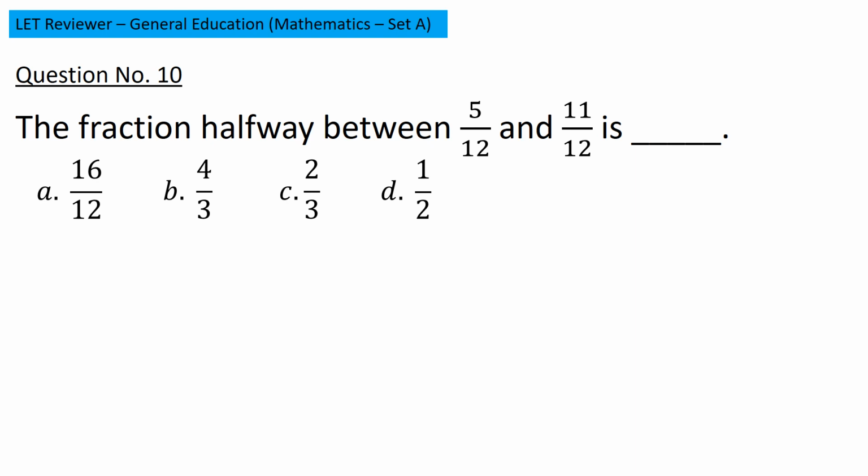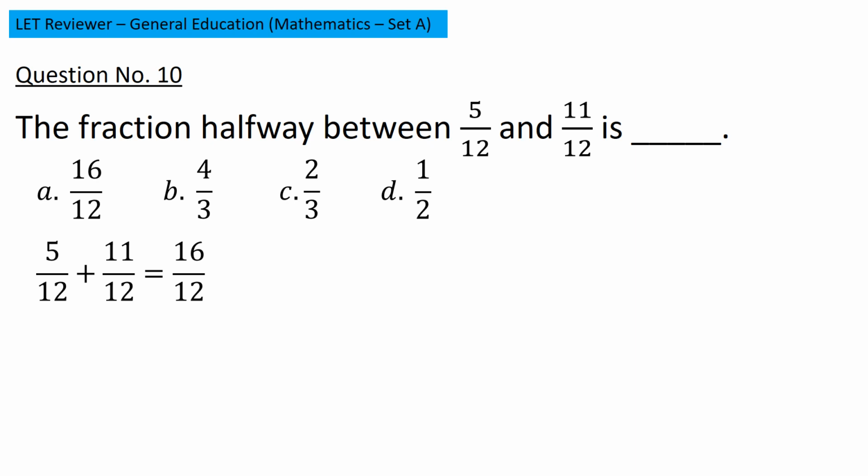So, in getting the average of two numbers, we simply add and then divide it by 2. Or, we add and multiply it by 1/2. So, ganun din ang gagawin natin sa dalawang fractions na ito. So first, what we will do is we're going to add the two fractions, 5 over 12 plus 11 over 12. Since they are similar fractions, meaning same ang kanilang denominator, we will just be using the same denominator.